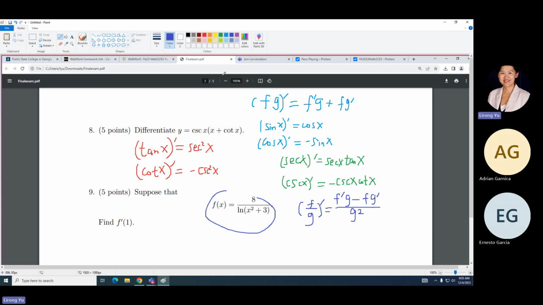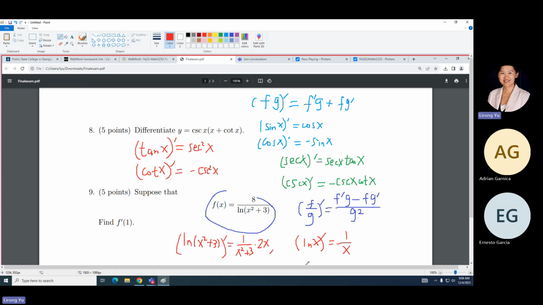That's the quotient rule. And then one more thing is the derivative of ln, which equals 1 over x. The derivative of ln of x is 1 over x. So the derivative of ln of x squared plus 3, you have to apply the chain rule. The derivative of this one by itself is going to be 1 over x squared plus 3, because of the logarithm. Then you have to multiply by 2x because of the chain rule. So if you have anything inside the ln, the differentiation process involves the chain rule.